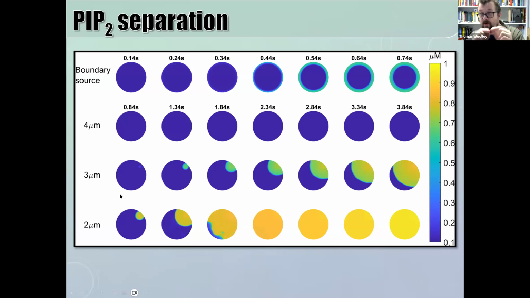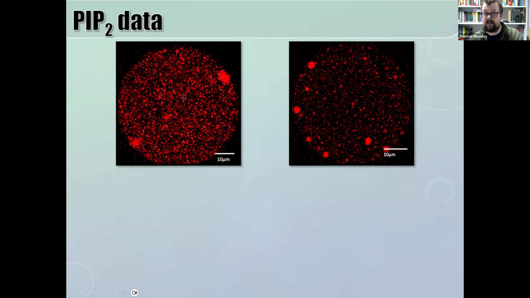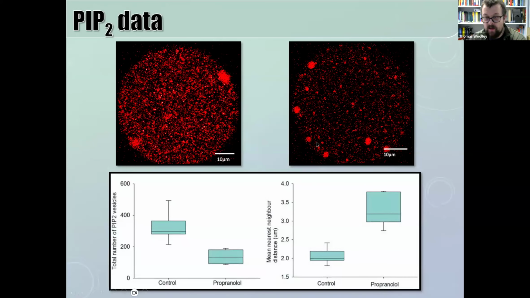Now we have some data. What Carl was able to do was use a reagent called propranolol to reduce the amount of PIP2 vesicles in the cell. So here's your wild type on the left. The red is all the PIP2 in vesicles. They know some PIP2 is there, but they don't necessarily know it's active. It's sort of wrapped up in membrane. On the right, they've added this propranolol, and it removes some of these vesicles. And so that's what we're looking at.